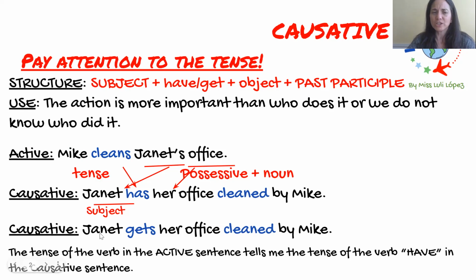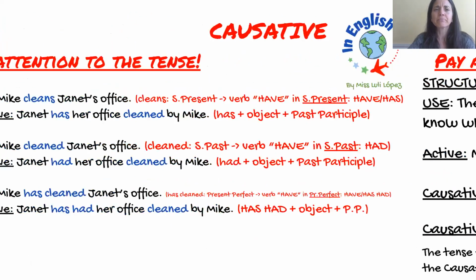You can also say Jeanette gets her office cleaned by Mike. It's exactly the same. Why? Because you can use either the verb have or get in the tense of the active sentence. In this case, simple present. So the tense of the verb in the active sentence tells me the tense of the verb have in the causative sentence, or of the verb get, yes?